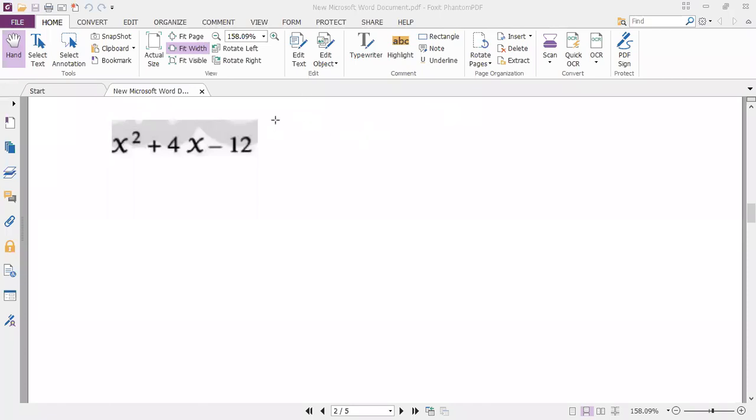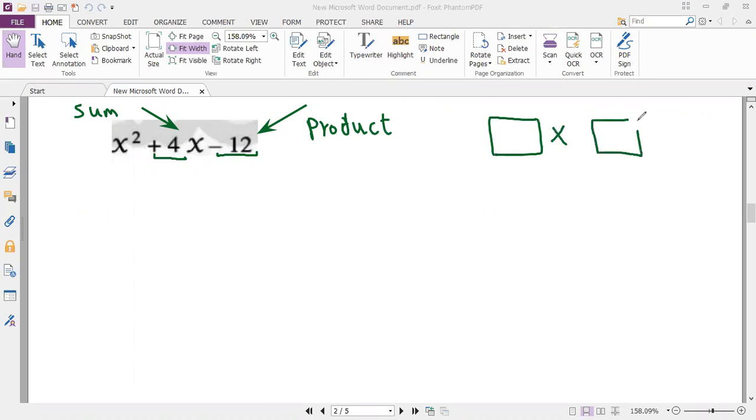We looked at this example here. This expression needed to be factorized. So look at negative 12 and look at 4. Negative 12 is the product. So I want to get two numbers, their product negative 12. And here the sum is 4, the coefficient of x. So try to find two numbers. Their product is negative 12, and their sum is 4. So we can try many trials.